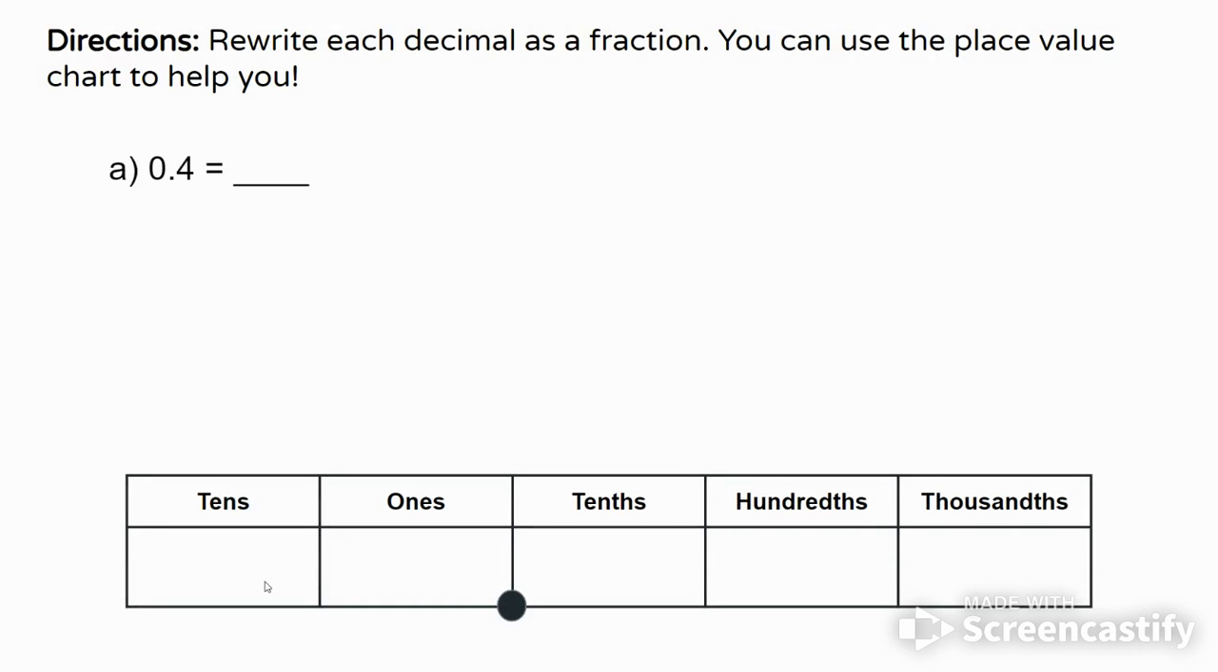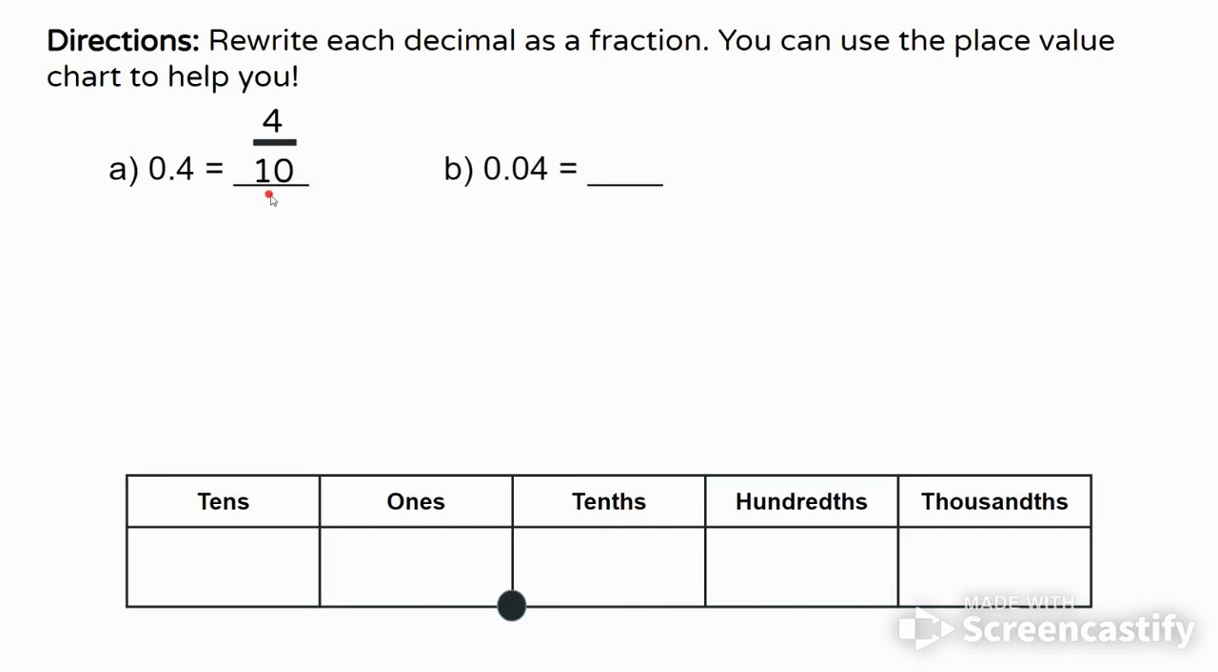Our first problem is 0 and 4 tenths. So we're going to place the digits in the place value chart. The 0 is going in the ones place, and the 4 is in the tenths place. Since our last digit is the 4 and it's in the tenths place, we are going to write this as 4 tenths. The 4 is the number on top, and it's in the tenths place, so there's going to be a 10 on the bottom.